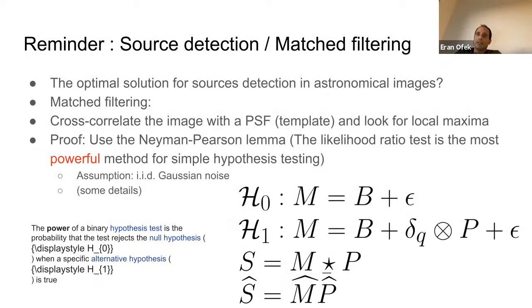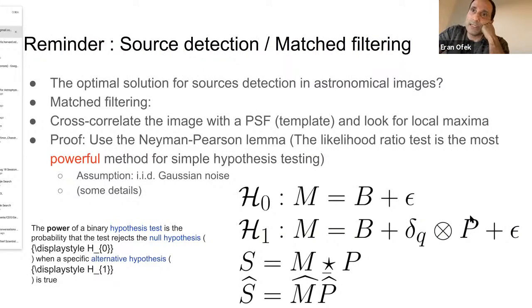Third slide, please. Just a reminder, it's a well-known problem with a very well-known solution: the optimal method for detecting a template in the presence of Gaussian noise, which has many applications in physics in general. It's called match filtering, and all it means is that we need to take the measured image M and cross-correlate it with the PSF of the image P.